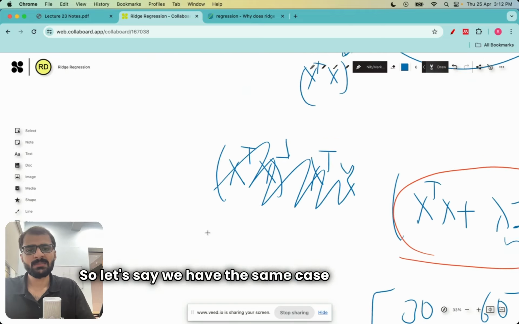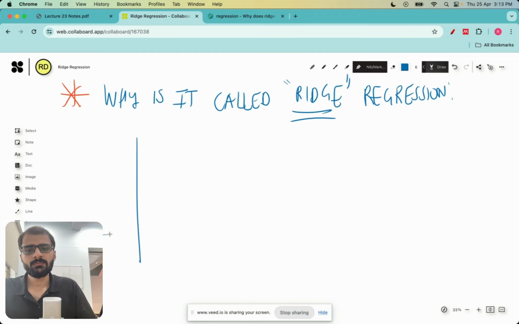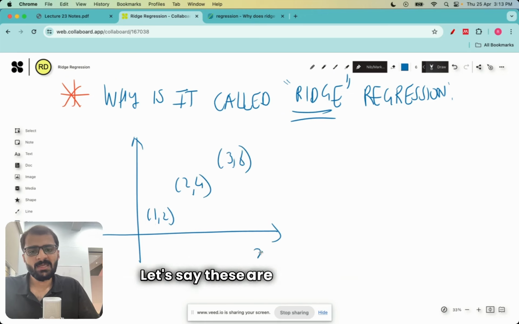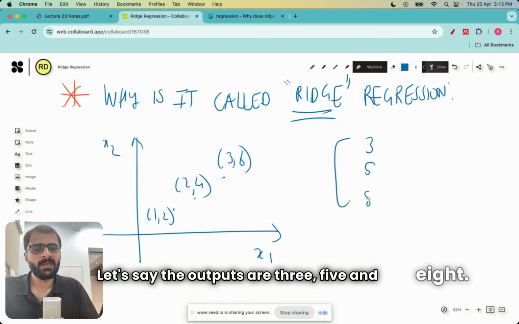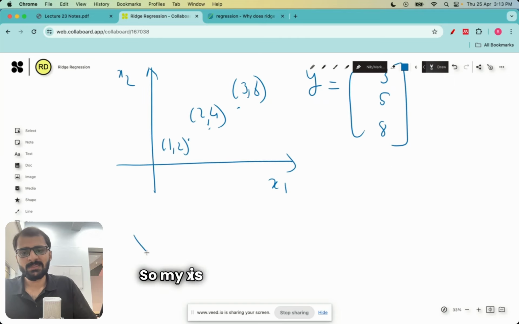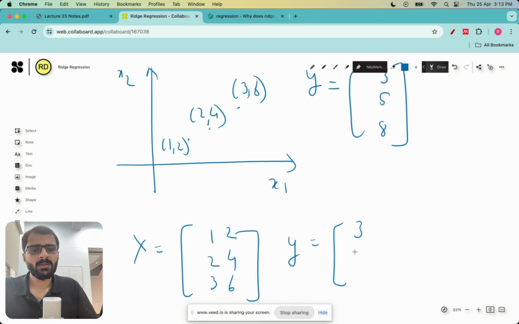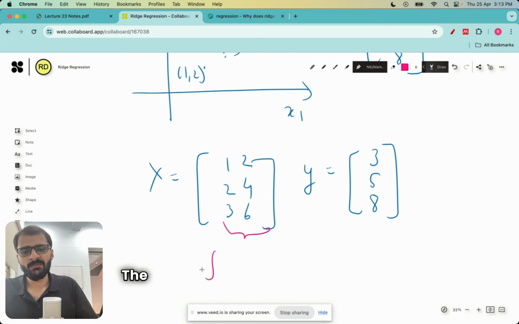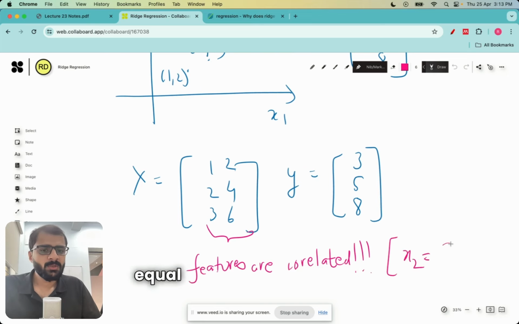So let's say we have the same case where we have x1 and x2: 1, 2, 2, 4 and 3, 6. Let's say these are my inputs and I have some outputs for each point. Let's say the outputs are 3, 5 and 8. This is the y. So my x is 1, 2, 2, 4, 3, 6 and my y is 3, 5, 8. Now you see here the features are dependent on each other, which are also called correlated features. So x2 is equal to 2x1 in this case.